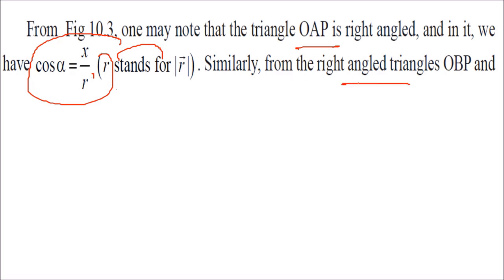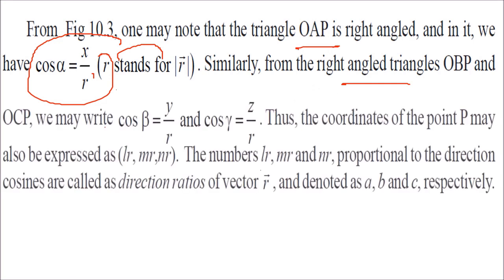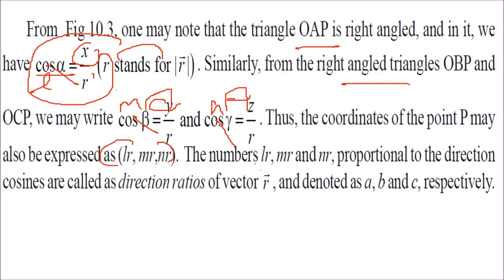And since we have various right triangles, if you draw perpendiculars OBP, OCP, in a similar manner cos beta will be Y by R and cos gamma will be Z by R. So now the coordinates of point P will be what? Because the coordinates are X, Y, Z, and this is L, this is M, and this is N. So X will be LR, Y will be MR, and Z will be NR.